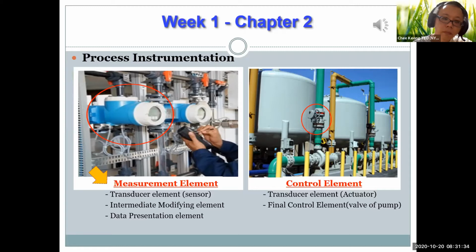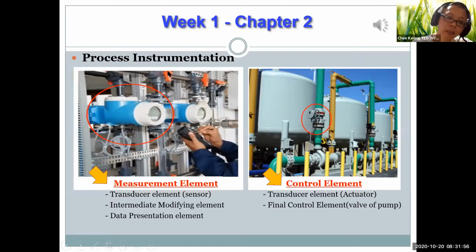The measurement element is made up of 3 subcomponents, namely the transducer element, the intermediate modifying element, and the data presenting element. On the other hand, the control element is made up of 2 subcomponents, namely the transducer element and the final control element.